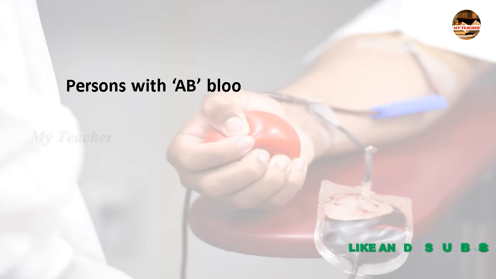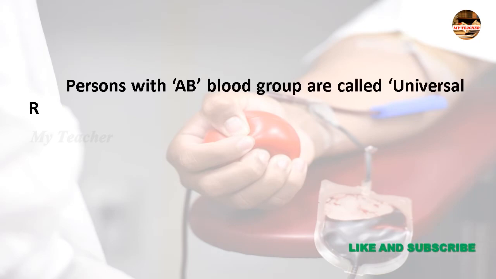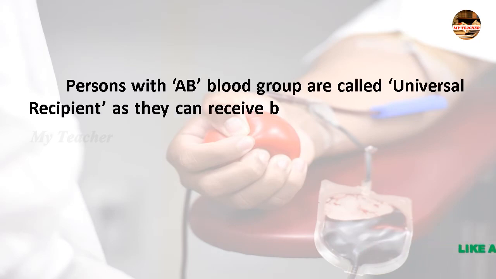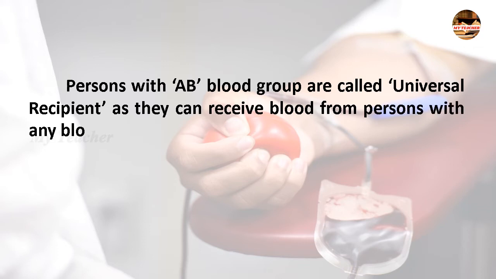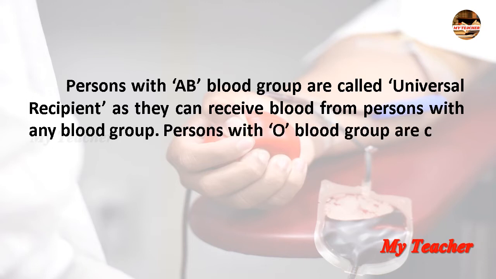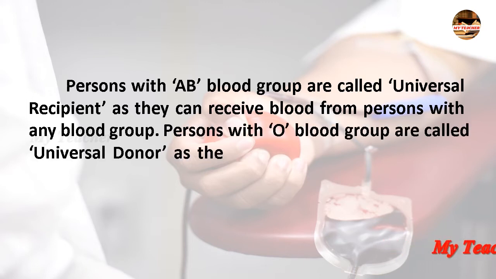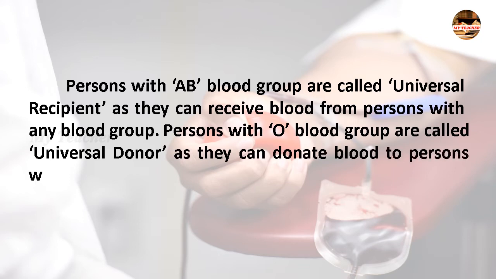Persons with AB blood group are called universal recipients as they can receive blood from persons with any blood group. Persons with O blood group are called universal donors as they can donate blood to persons with any blood group.